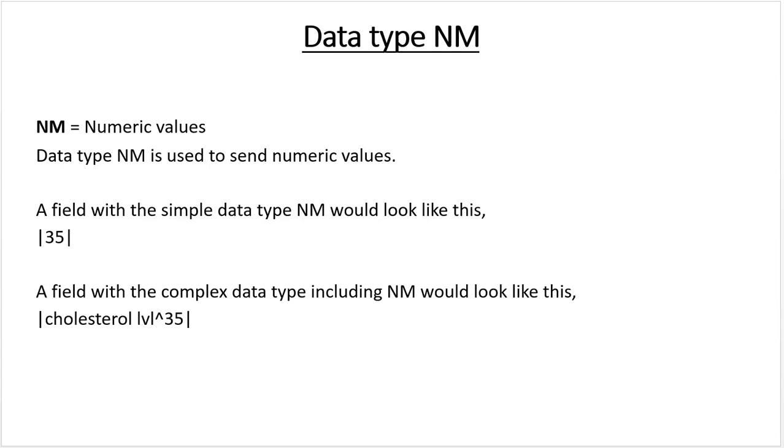Data type NM. Real simple. NM is numeric values. Data type NM is used to send numeric values. A field with the simple data type NM would look like this, 35. A field with a complex data type, including NM, would look like this, cholesterol level, component separator, 35.